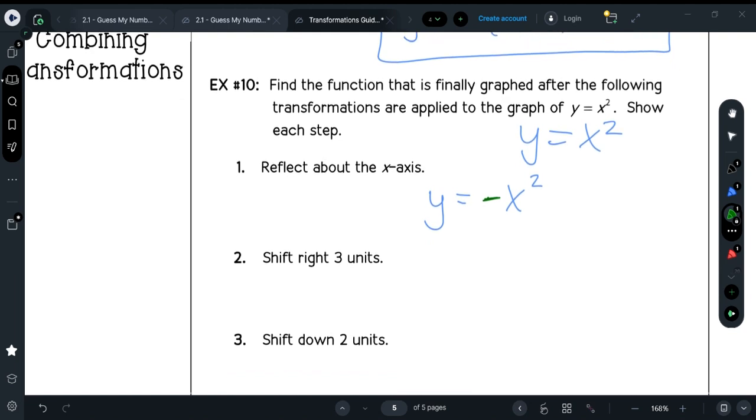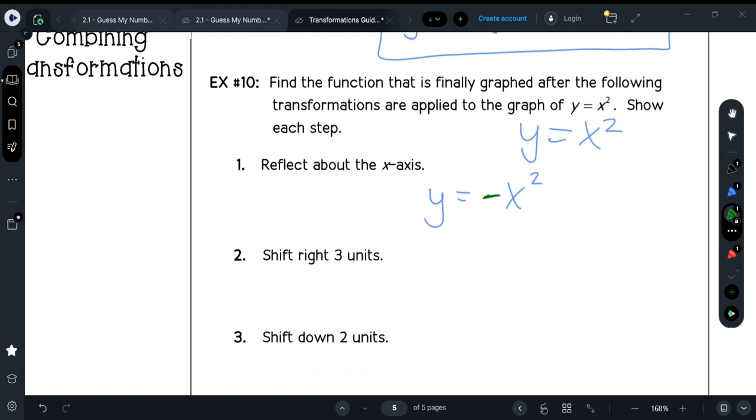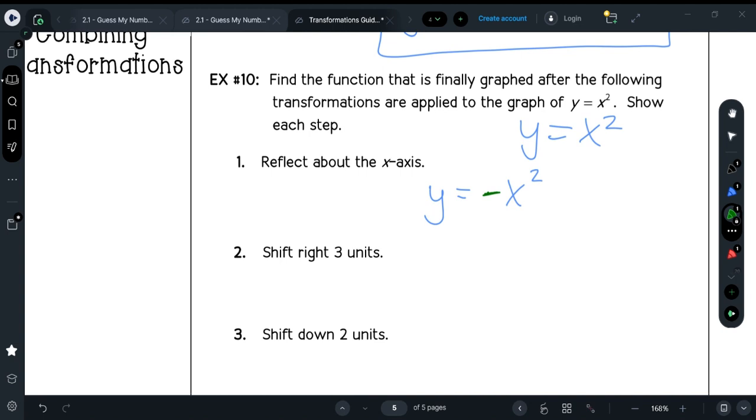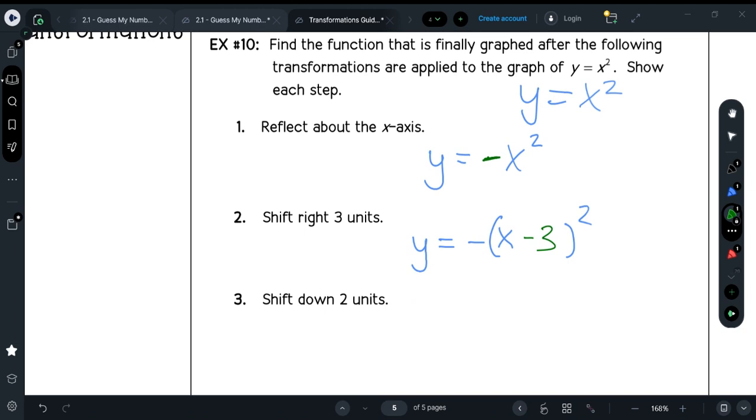Then we're going to shift to the right 3 units. So to shift to the right 3 units, we have to subtract on the inside. So let's do this. Y equals negative x squared. But now look, if we're going to put this on the inside, it has to go in parentheses. So we'll go parentheses squared there. And then we can go minus 3 on the inside. There it is. And then the last piece here, shift down 2 units.